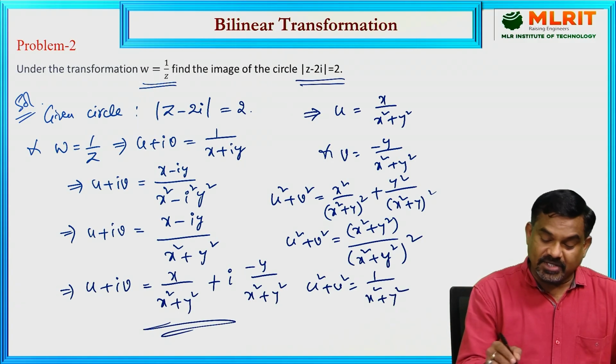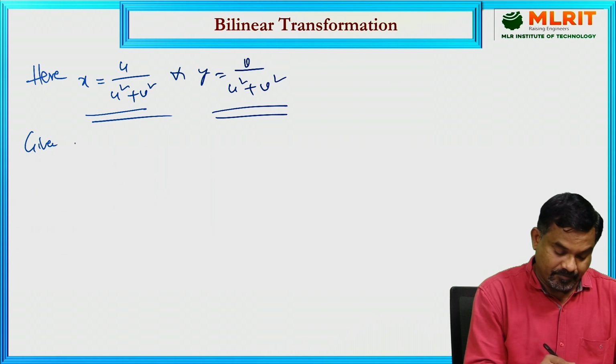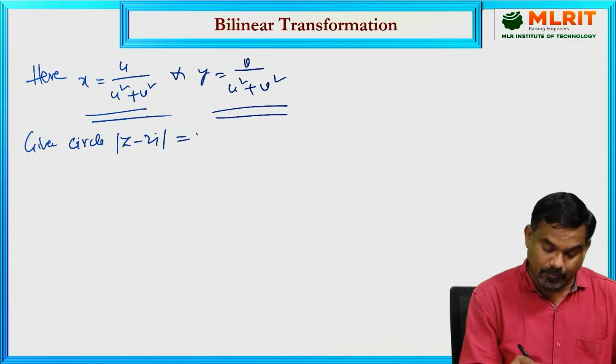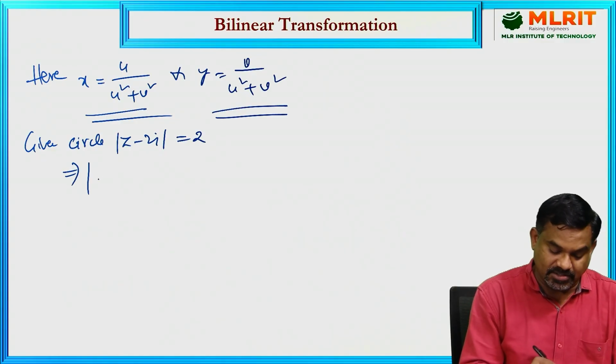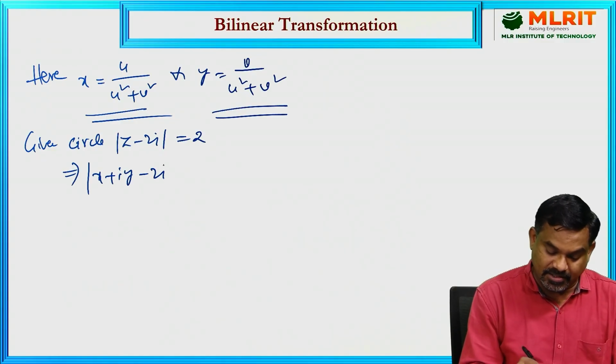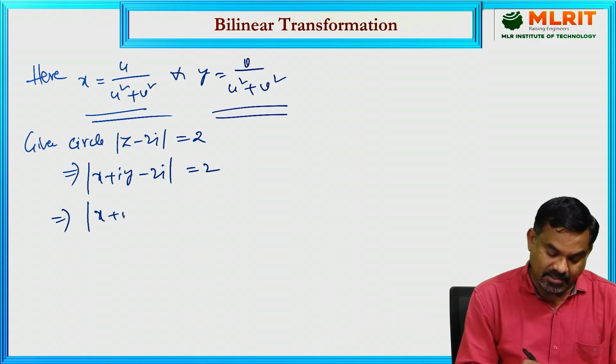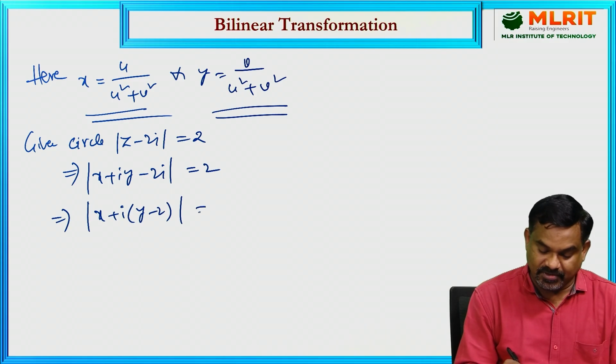Now what is the given circle? Given circle mod z minus 2i is equal to 2. So that implies what is z? x plus iy minus 2i equal to 2. So here x plus i common, y minus 2 is equal to 2.